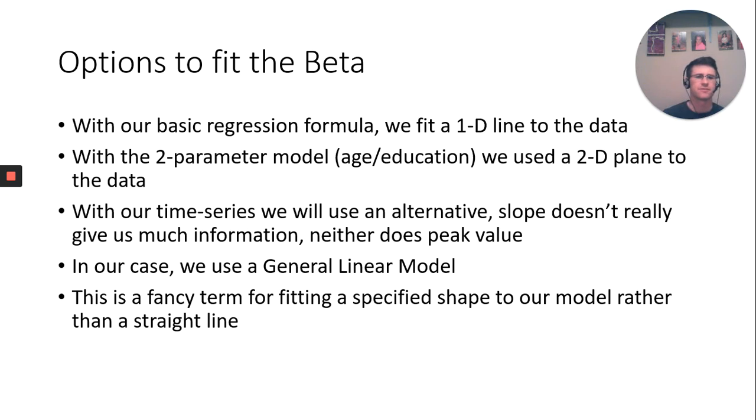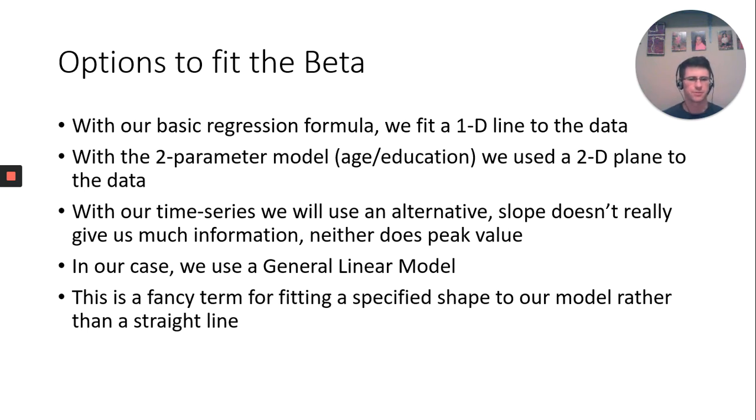So you have some options. You can do a one-dimensional line. That would be the slope. Probably not very useful. With time series data, if you have a 2-parameter model, it would be a two-dimensional plane. But with time series data, we're going to use something that really details the timing aspects of the signal. In our case, we use something called the general linear model.